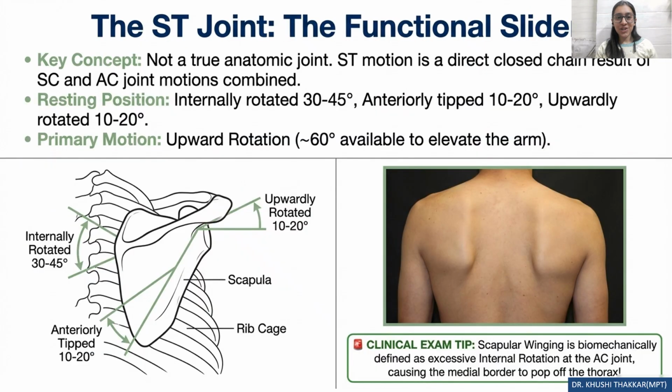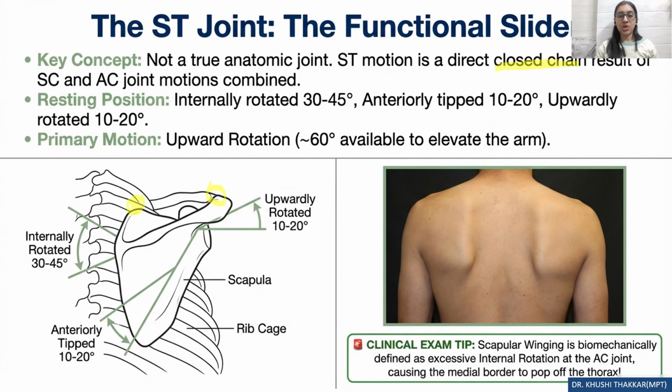Now comes the functional joint, that is the scapulothoracic joint. It's the functional slider. The key concept is that it's not a true anatomical joint. The scapulothoracic motion is a direct closed chain result of the sternoclavicular and the acromioclavicular joints' movements combined. Please remember the word, direct closed chain. So here you have the acromioclavicular movements and here you have the sternoclavicular movements. You cannot see it in the posterior view, but I'm sure you know it now. So the entire movement happening here is a closed chain between these two joints.